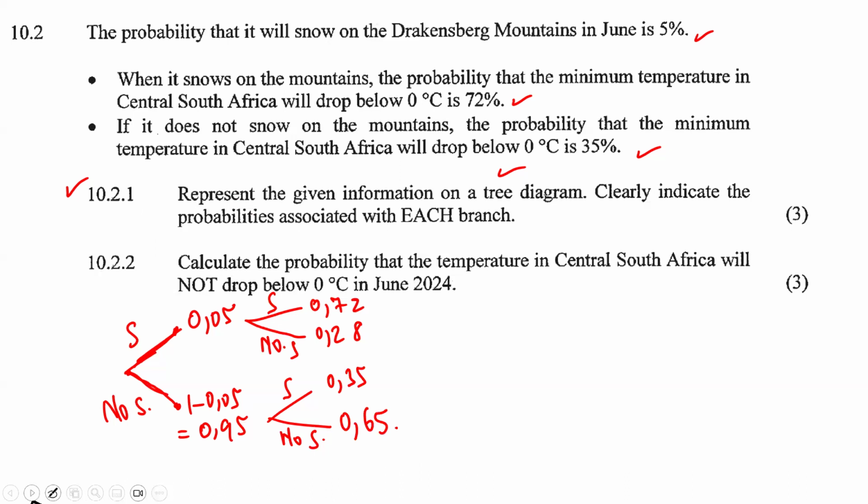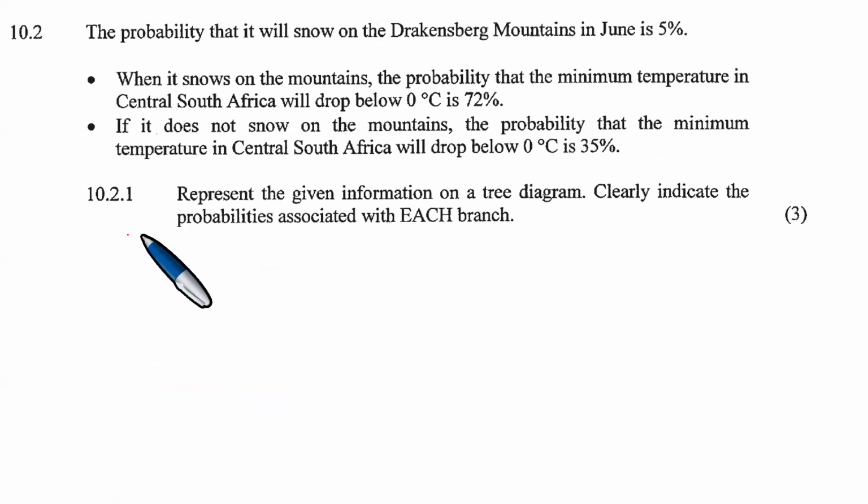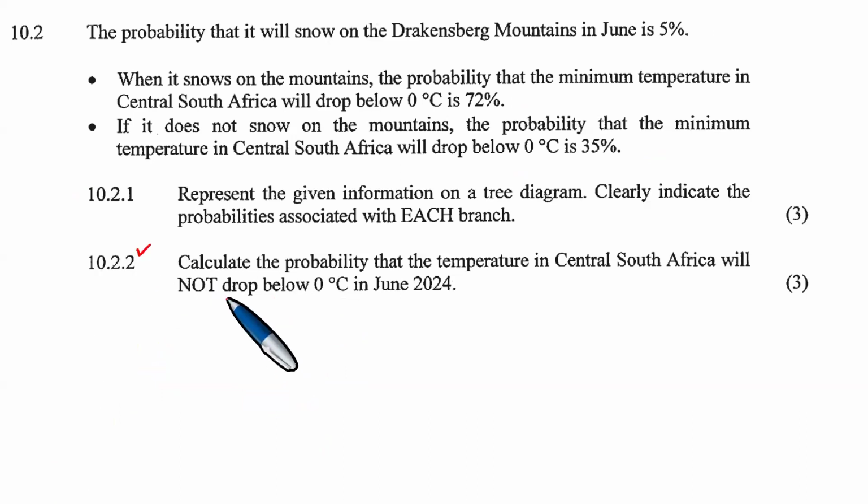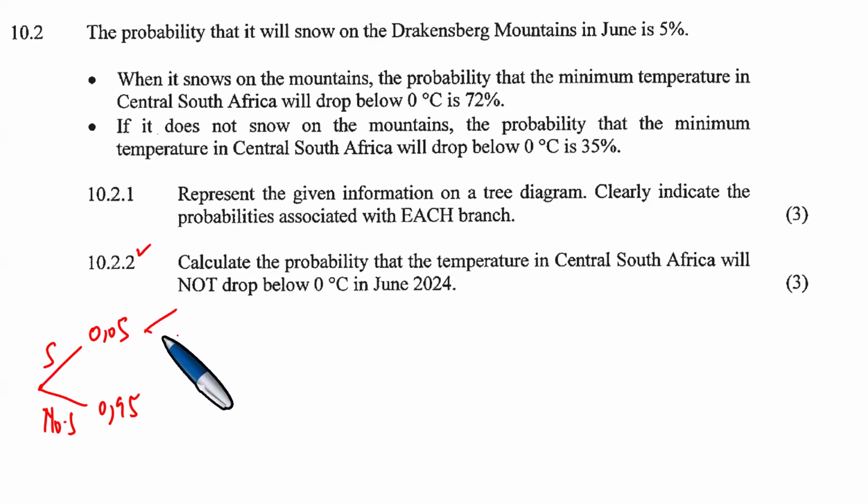Okay, let's look at the next question in 10.2.2. We're done with 10.2.1, and now we're looking at 10.2.2. We want to calculate the probability that the temperature in central South Africa will not drop below 0 degrees in June 2024. So let us start and remind each other. Either it snows or there is no snow. We drew this one already, and it is 0.95 here.